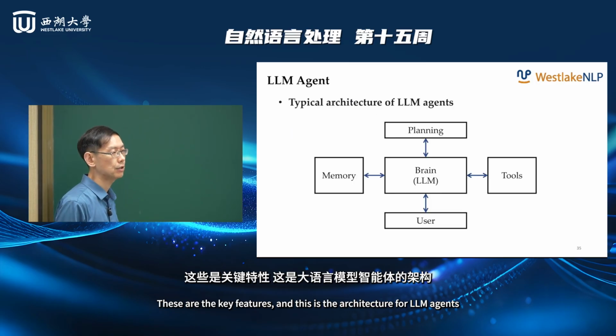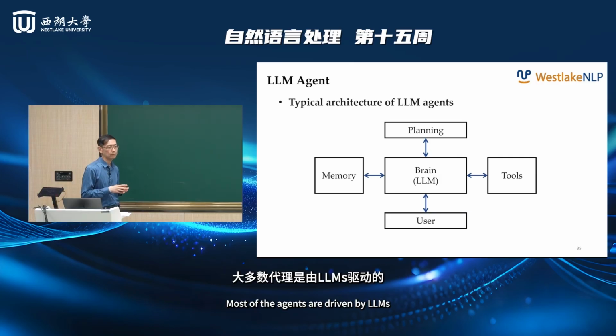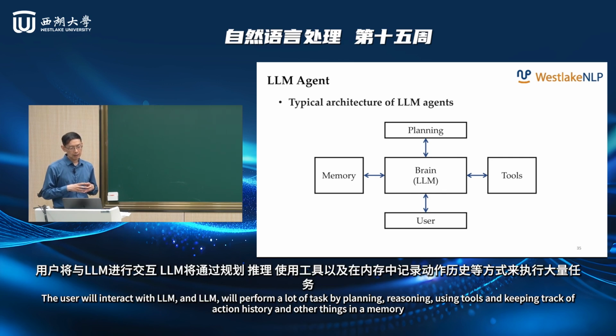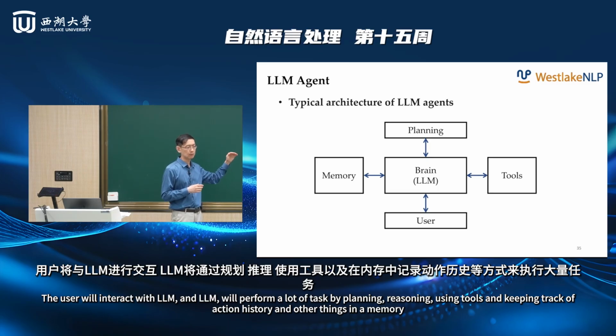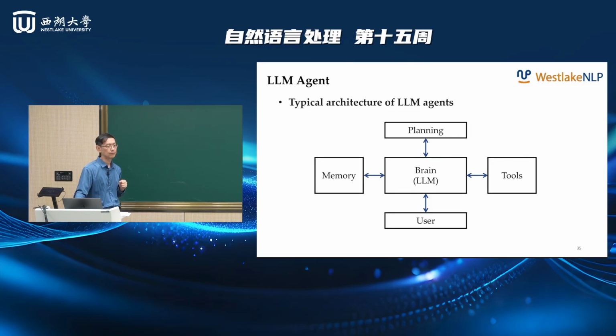And this is the architecture for an LLM agent. Of course, LLMs have taken the role of the brain for modern agents. Most of the agents are driven by LLMs. The user will interact with the LLM, and the LLM will perform a lot of tasks by planning and reasoning, using tools, and keeping track of action history and other things in a memory. So these are the most important characteristics of a current LLM agent system. All right?